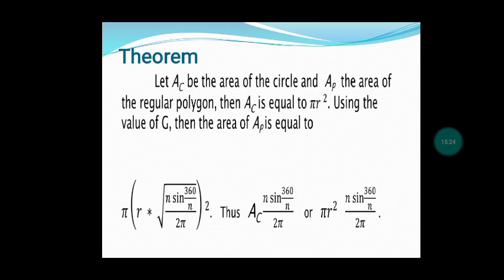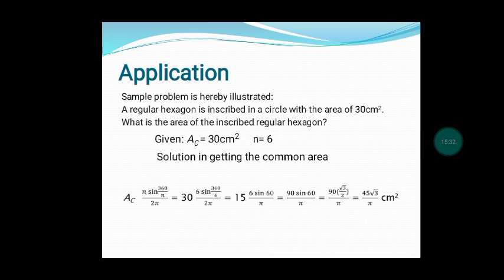We have the formula we formulated, AC times n sine 360 over n divided by 2 pi. So that is the formula we use to get the common area of both shapes. The area of the circle is 30, right? So we substitute. And the number of sides of a regular hexagon is 6, so substitute that for n. Then 30 divided by 2 is 15, and the 2 in the denominator is removed. So it becomes 15 times 6 times sine of 360 divided by 6, which is 60, over pi.